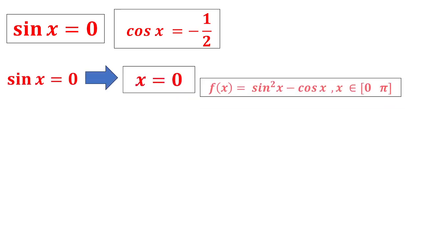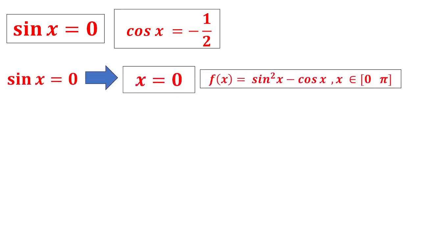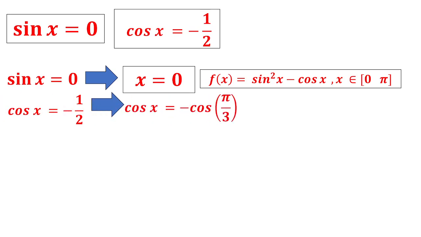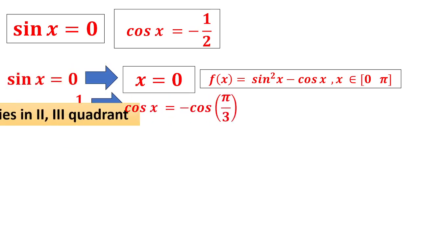Sin x is equal to 0 means x is equal to 0. Now remember, we have to get cos x is equal to minus 1 by 2. The value of x should be in the first and the second quadrant, that is 0 to pi. Therefore, cos x is minus half, which implies cos x is equal to minus cos pi by 3.